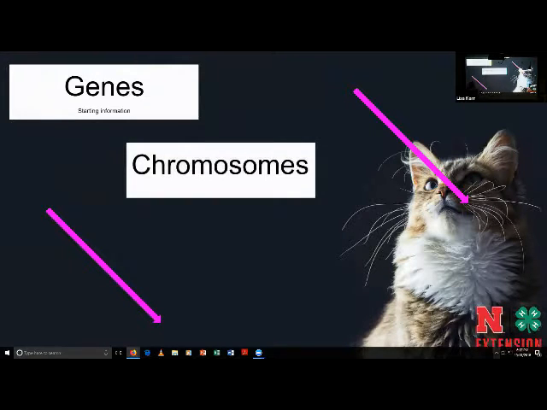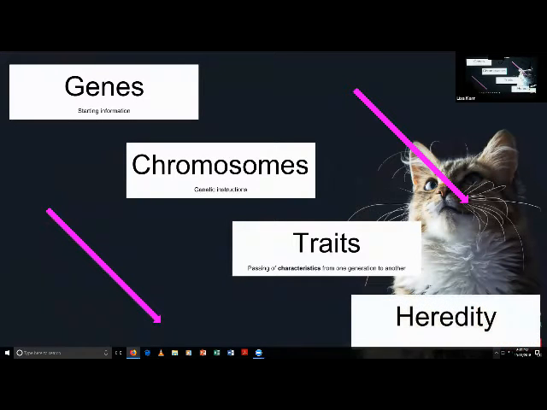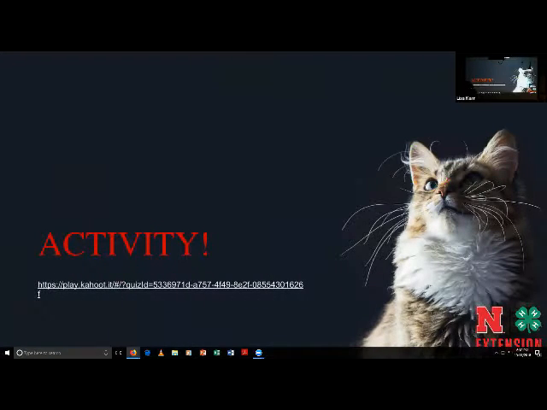So then that gives rise to chromosomes, right? And chromosomes are the instructions for what? Do you remember? Your DNA. Traits. Right. And then traits pass the characteristics from one generation to another through heredity, which is the big picture. So it goes genes, chromosomes, traits, heredity, from the smallest to the most broad. Does that make sense? The littlest to the largest. Okay. So with that, let's try to do our first activity.